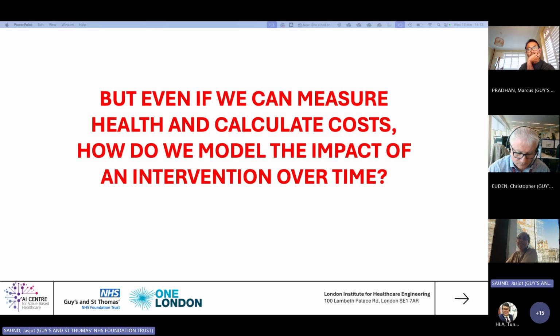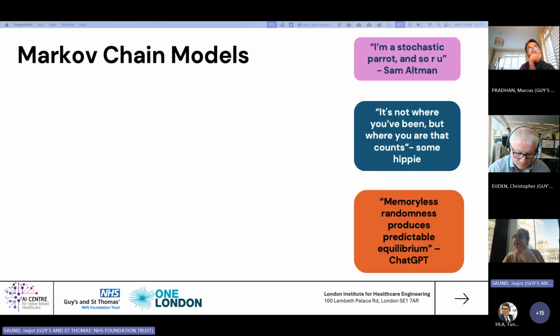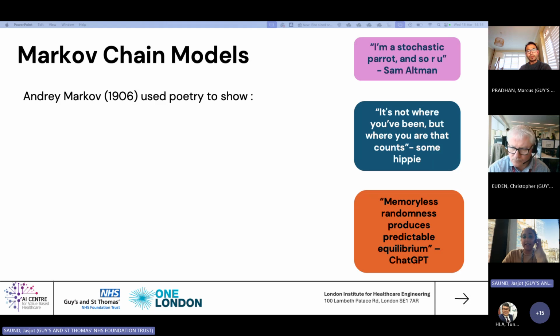So you might then be like, okay, we can measure health. Assuming we've got costs, we can calculate costs. But how do we model the impact of an intervention over time and all the eventualities? So this is where Markov-chain models come in. Has anyone had experience with Markov-chain before? No, not yet. Not yet, hopefully.